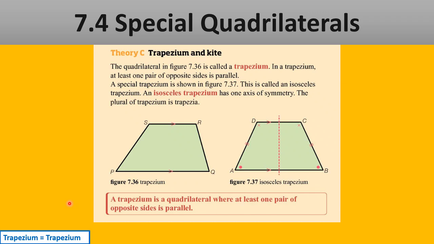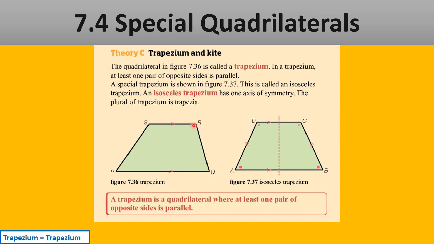Let's start with a trapezium. A trapezium is something like this. A trapezium is a quadrilateral where at least one pair of opposite sides is parallel. So in this case, SR is parallel to this one, but PS and QR are certainly not. So, for example, QR could also have been like this, right?